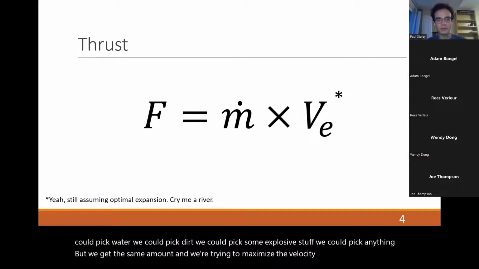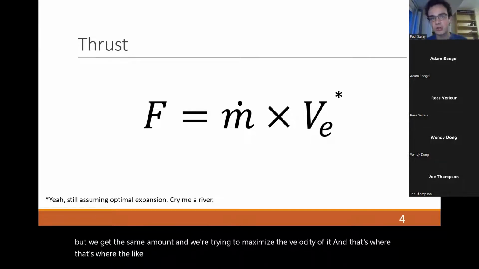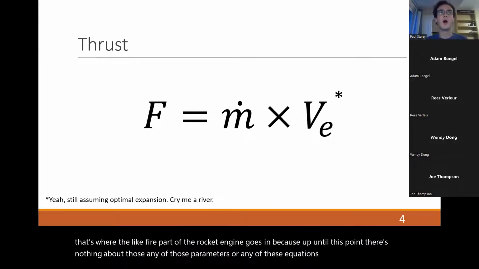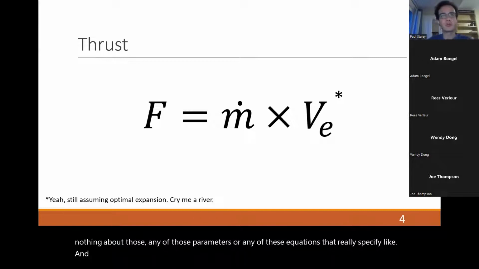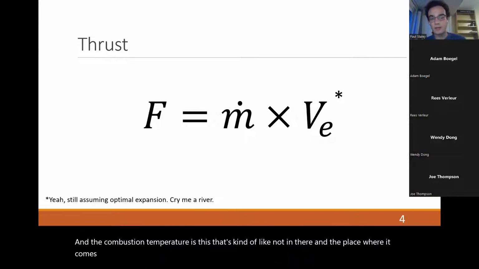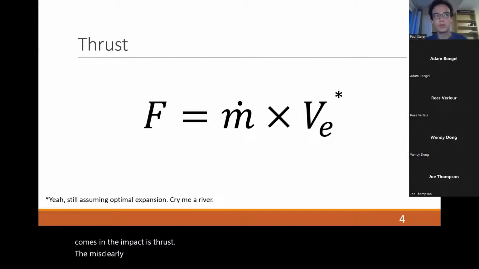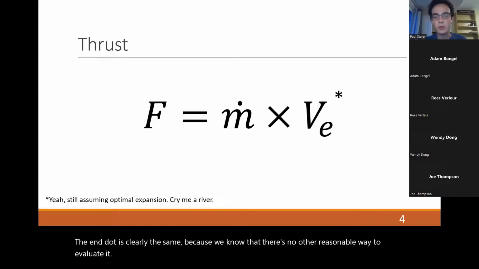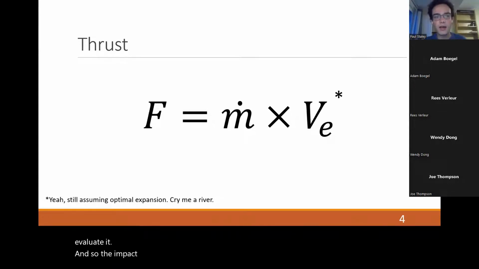And that's where the fire part of the rocket engine goes in, because up until this point, there's nothing about any of those parameters or any of these equations that really specify, oh, and the combustion temperature is this. That's not in there. And the place where it comes in, the impact is thrust. The m dot is clearly the same because we know that there's no other reasonable way to evaluate it. And so the impact that combustion has to have versus other things is going to be in that velocity, the exit velocity.